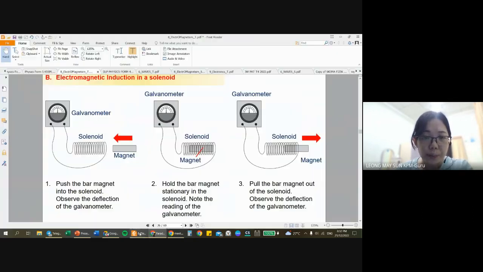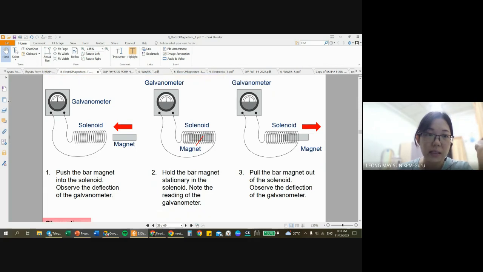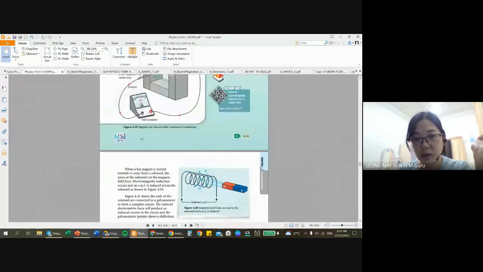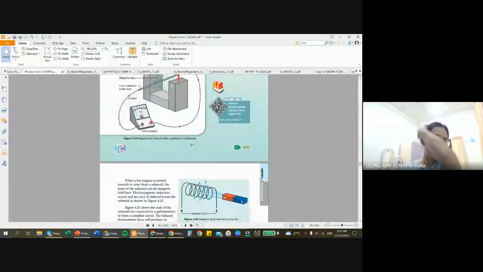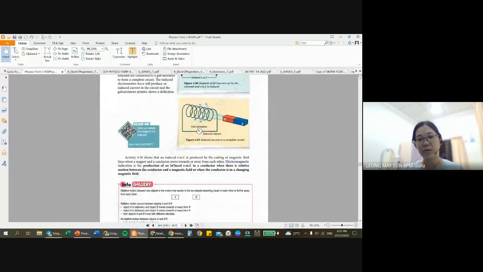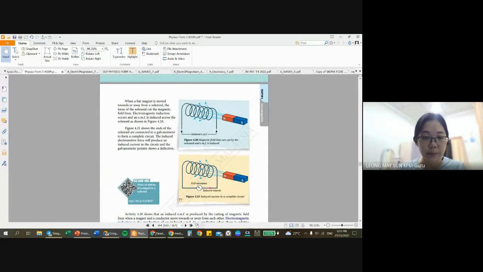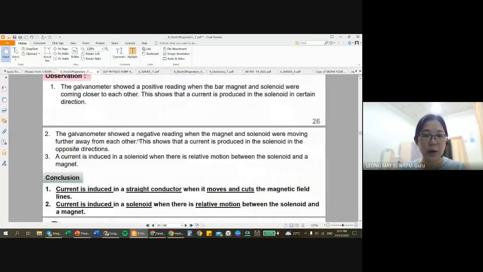Okay. So this is what this slide is talking about. If we push it in, the galvanometer will deflect. If the magnet is held stationary in the middle, nothing will happen to the galvanometer. There's no induced current, no induced EMF at all. But when you move the magnet bar out, the galvanometer will deflect in the opposite direction. So this is actually what the activity in the textbook is talking about here. So let's now use Lenz's law to determine the direction of the magnetic field. We're going to determine the direction of the magnetic field right now.